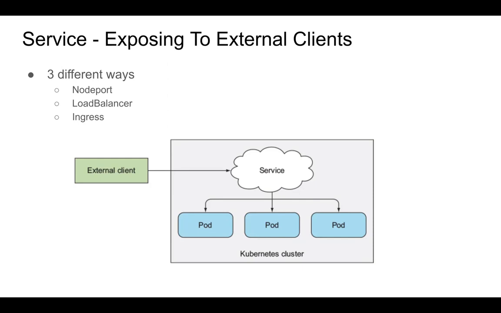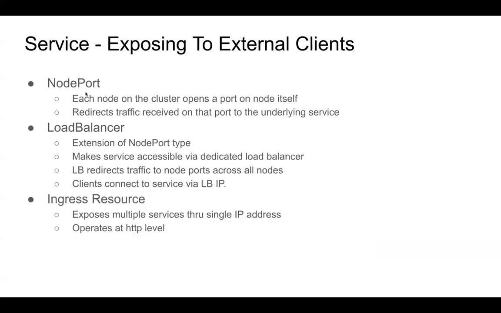So there are three ways. One is NodePort, second is LoadBalancer, and third is Ingress. So this is your Kubernetes cluster. This is the service, and these are the pods. So an external IP is connecting to the service, and then the service will indirectly, internally route the request to one of these pods, right? So now how to have that happen? What are these three? NodePort, LoadBalancer, and Ingress resource.